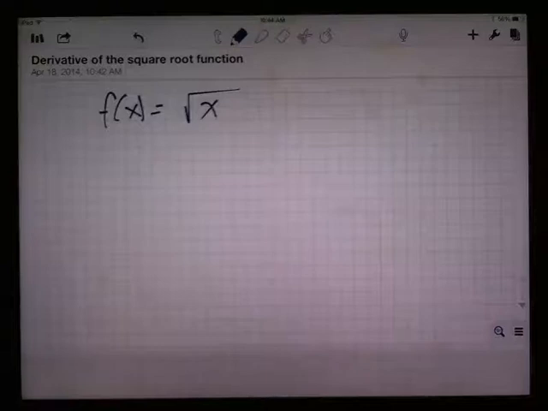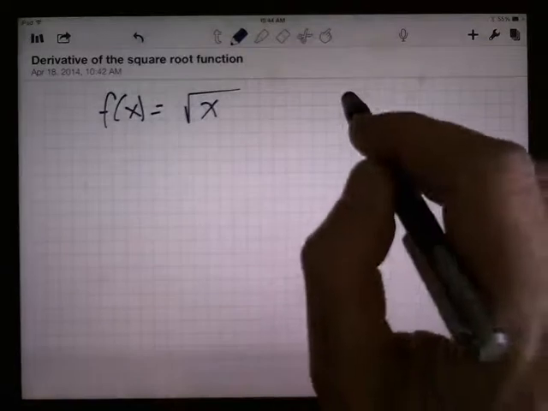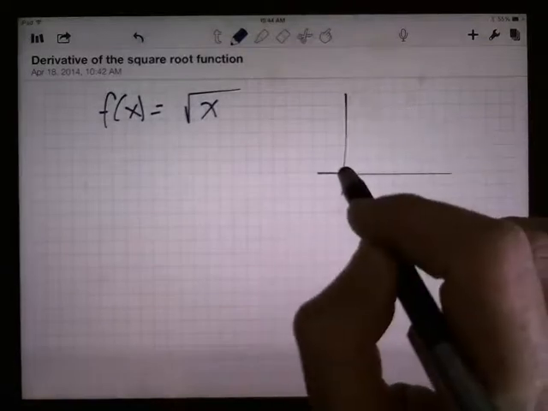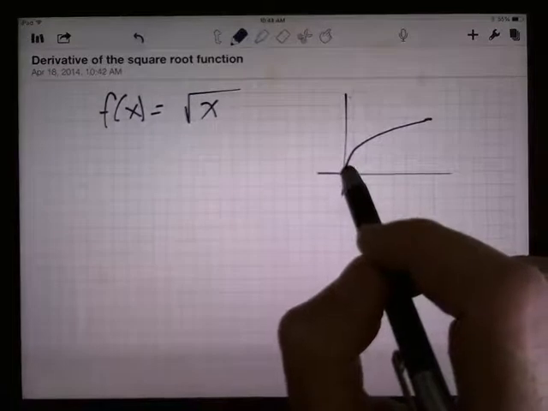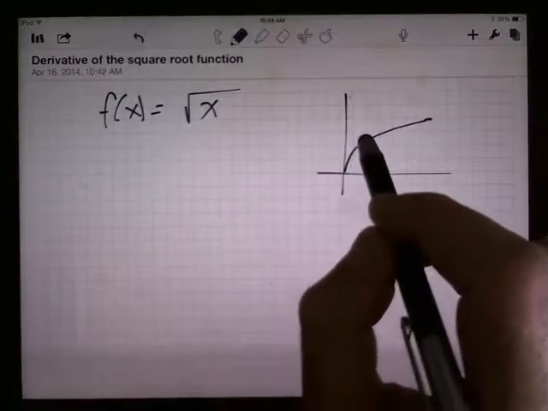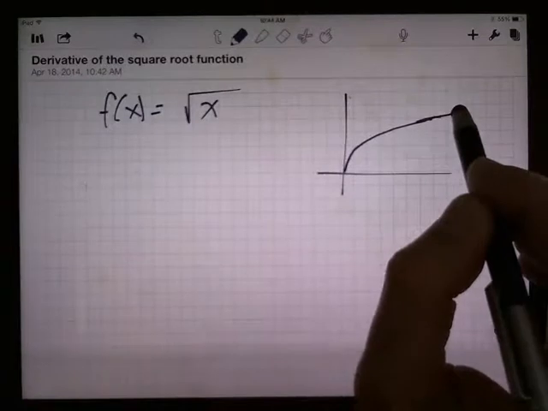Let's use the definition of derivative to take the derivative of the square root function. Looking at this graphically, I'm just seeing the square root function looks like that. So I see really steep slopes to start with, getting smaller and smaller, but always positive.